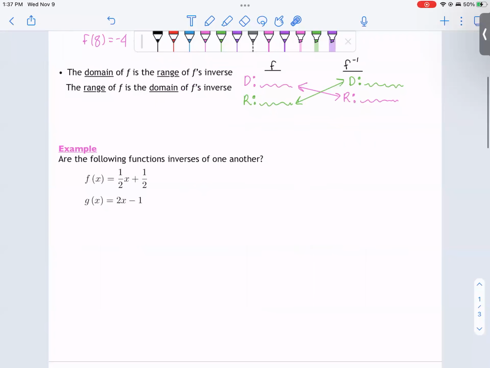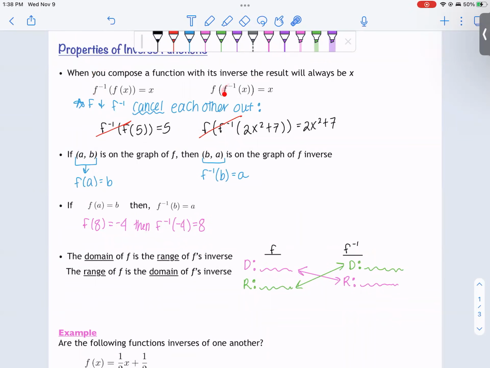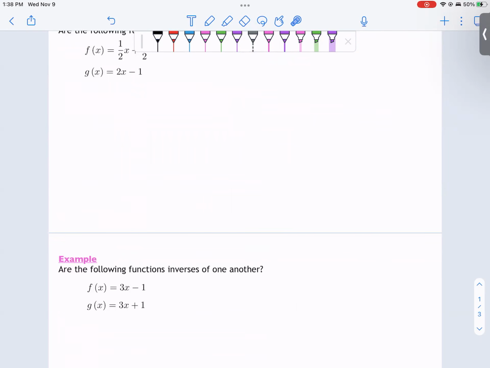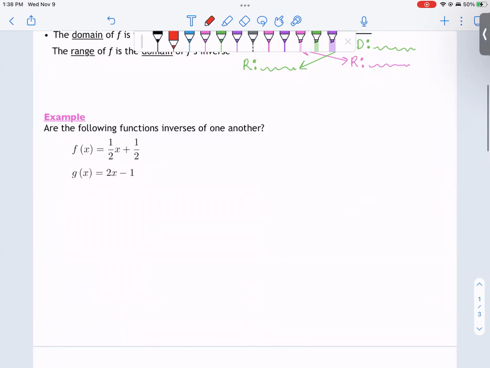All right, let's do some examples of whether the following functions are inverses of one another. Again, the big idea is that in either composition direction, if you compose them together, you get x. And you do have to check both directions: is f inverse of f of x equal to x, and is f of f inverse of x equal to x? So you have to check both directions, make sure they both come out to x, and then we can say that they are inverses of one another. So I'll make a note right here.